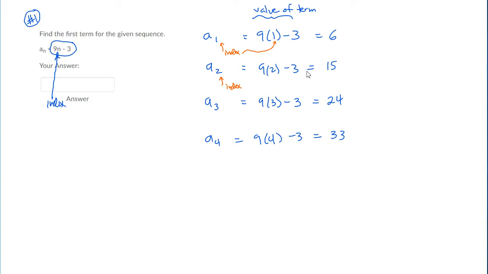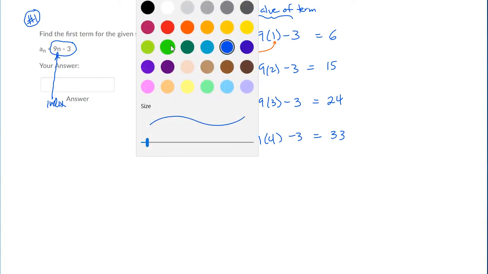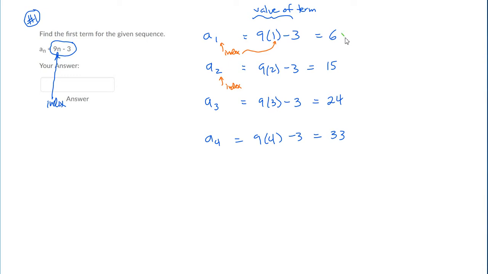Now, we can go a little bit further here. Look at what the spread is between the terms. How much do you have to add to 6 to get to 15? Looks like you have to add 9, right? How about here? You have to add 9. How about here? You have to add 9. Why are we always adding 9?